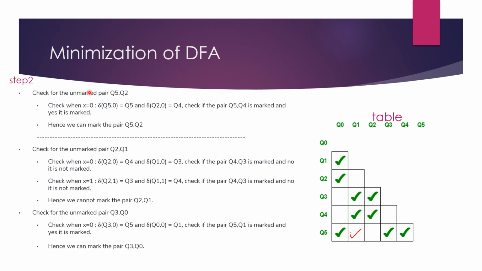Check the unmarked pair Q5 and Q2. Check when input symbol X equals 0. Q5 on 0 goes to Q5, Q2 on 0 goes to Q4. Check whether Q5 and Q4 are marked. Yes, these are marked. So we will mark Q5 and Q2. Hence we mark the pair Q5 and Q2.